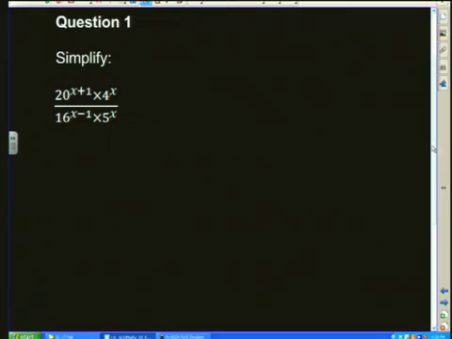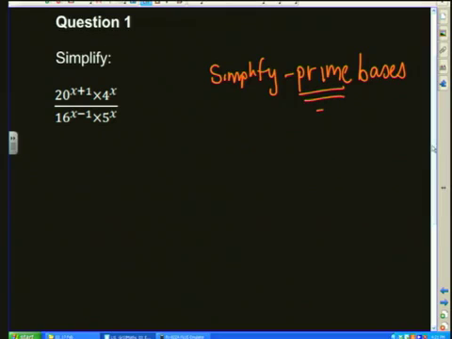Now, guys, if you have a look at the question, we've got 20 to the power x plus 1 times 4 to the x divided by 16 to the x minus 1 times 5 to the x. Whenever you deal with any exponential expression, you need to simplify down to prime bases. Okay, prime bases. Now, what does that mean?